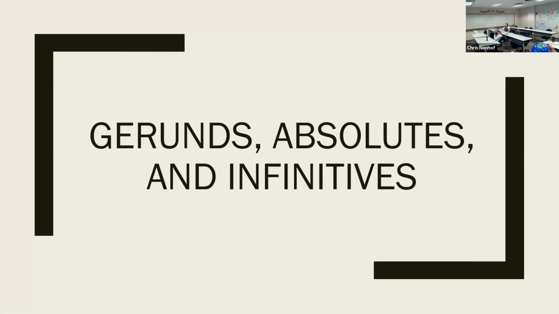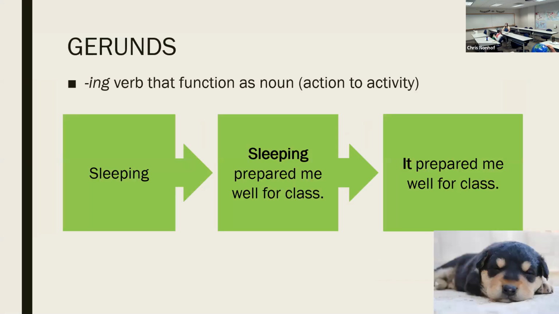So, today we're gonna learn about gerunds, absolutes, and infinitives. And I'll tell you why I asked you all those weird questions just now later on. So, the first thing we're gonna learn is gerunds. It's an ing verb that functions as a noun. So basically, we change actions into activities by adding the letters ing. For example, sleeping. You can make a sentence: sleeping prepared me well for class. So in this sentence, sleeping is a noun, an activity.